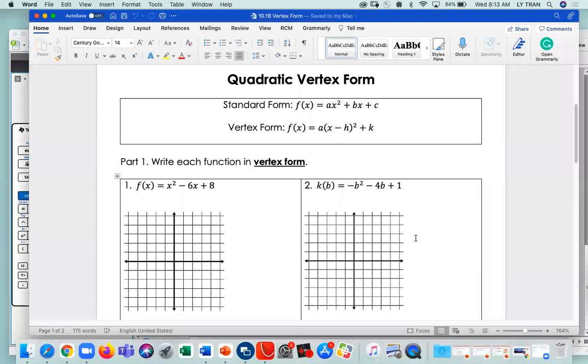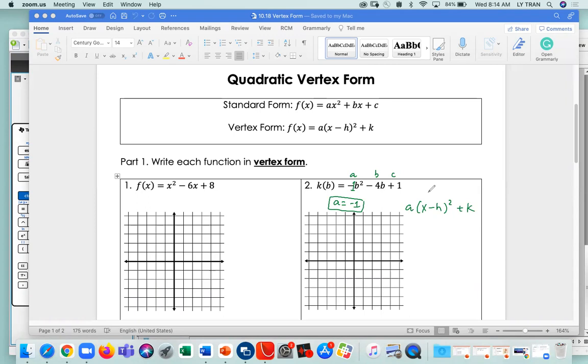Let's try one more, and we're going to do the second one. Excuse me, I choked on water. Okay, so we have a, b, and c. Our a is the number in front of x squared again, so this is going to be -1. Okay, I'm going to write the formula again: a(x - h)^2 + k, where h and k is our vertex.